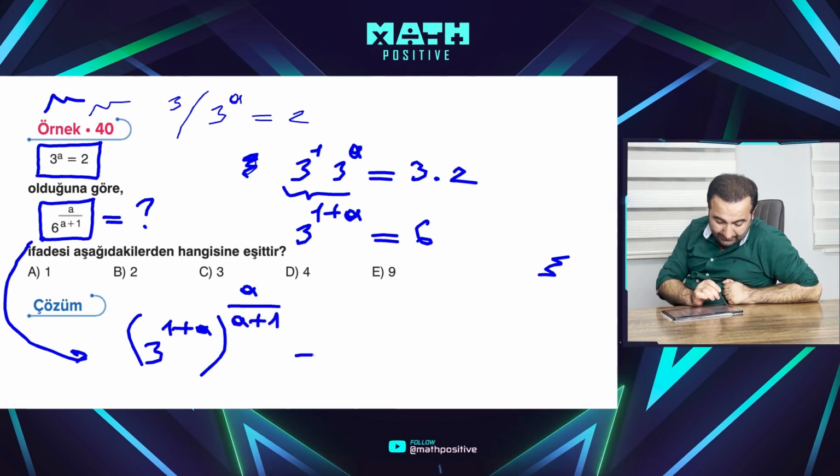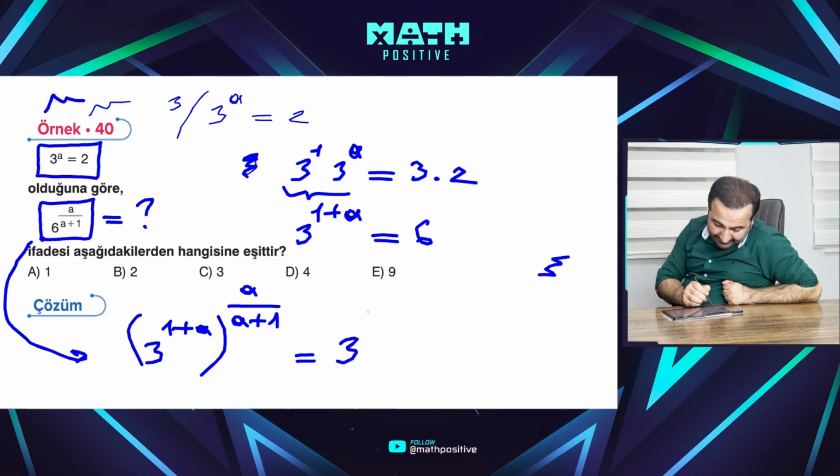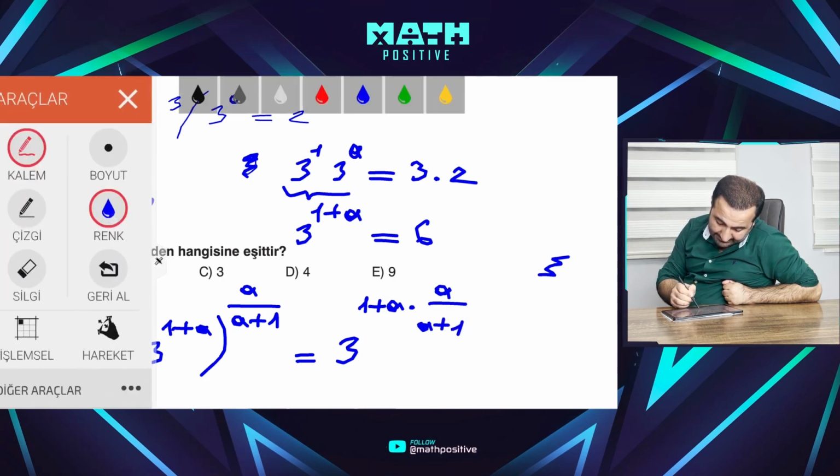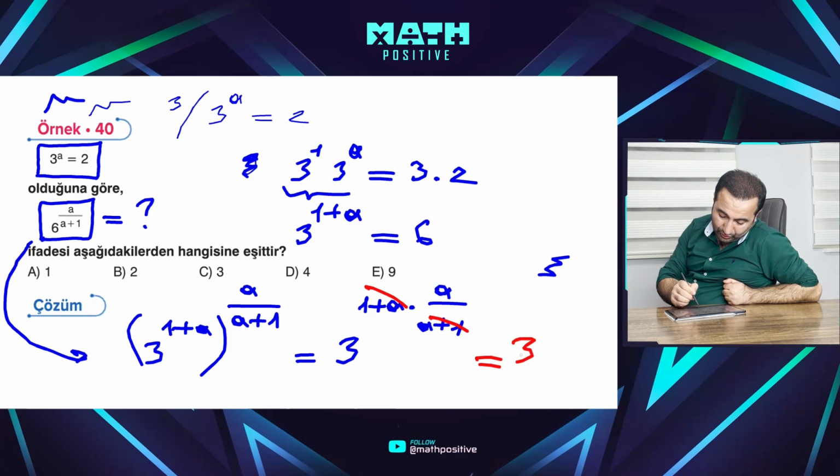Just putting this into this expression, we will have 3 to the power 1 plus A, to the power A over A plus 1. Since this is a power of a power, we have 3 to the power 1 plus A times A over A plus 1.